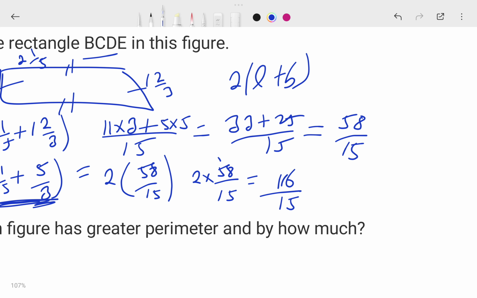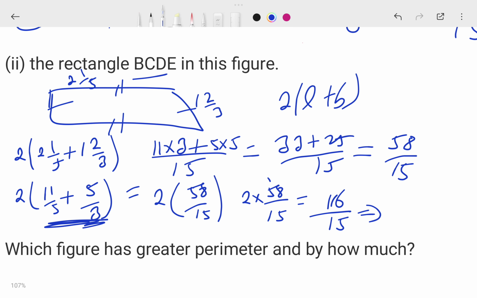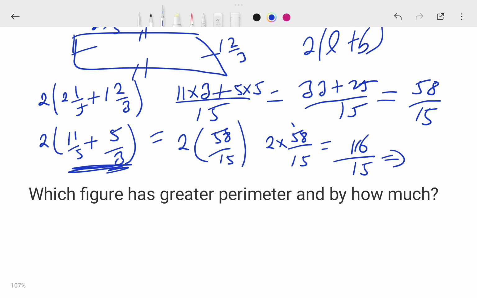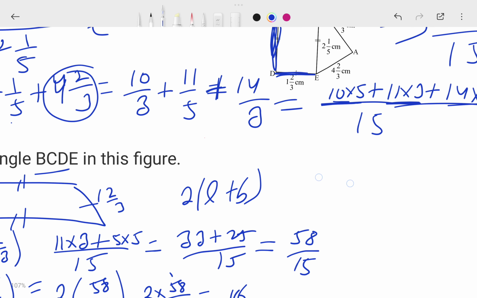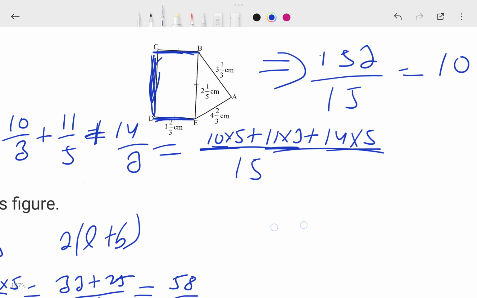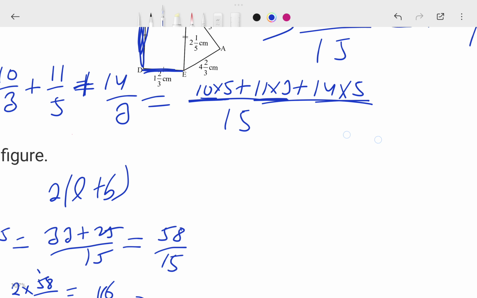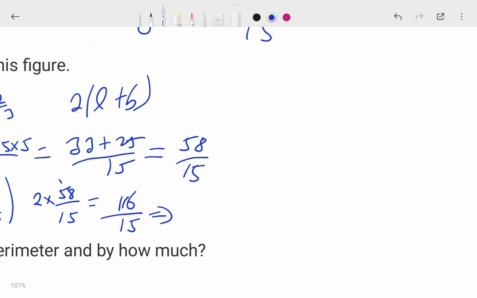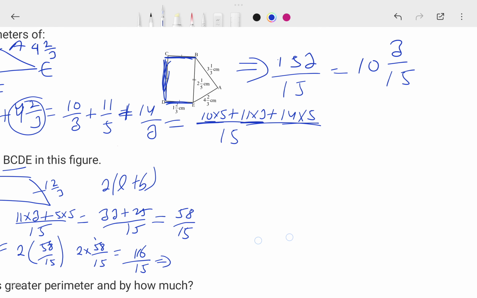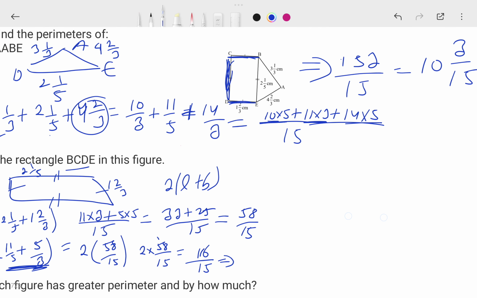And when you divide this, you will get the answer also. So till here only. Okay, this is 116 by 15. So which figure has the greater perimeter, and by how much? So which figure has the greater perimeter? If you see, the first perimeter is 153 by 15 and this perimeter is 116 by 15. So which perimeter is greater? The first perimeter is greater.